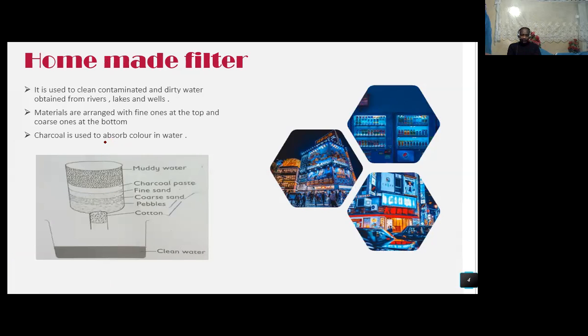Pupils, I want you to observe the homemade filter. At the top, we have muddy water, followed by charcoal paste. We have fine sand, coarse sand, pebbles, and lastly we have cotton. Then we have clean water which is collected at the bottom.